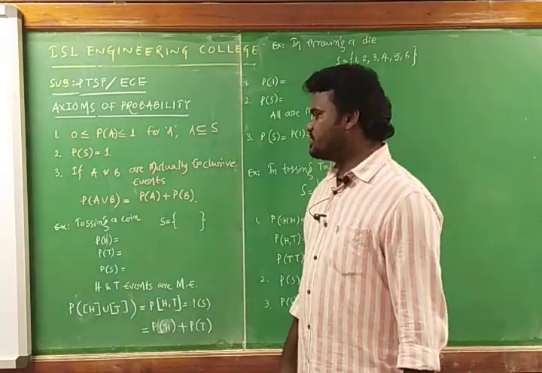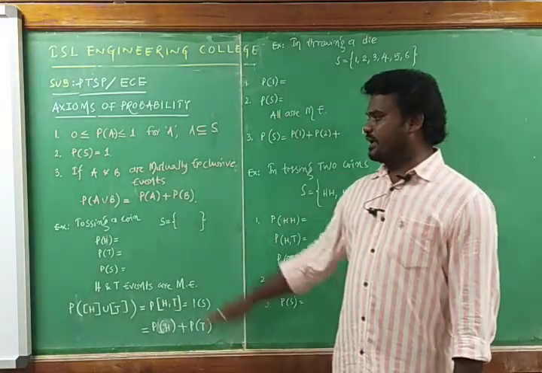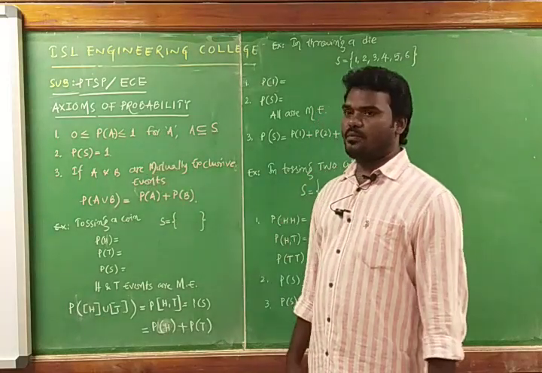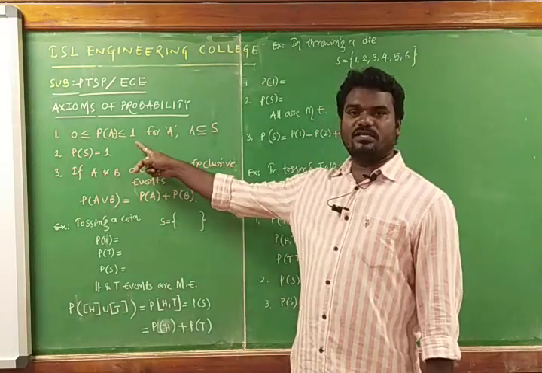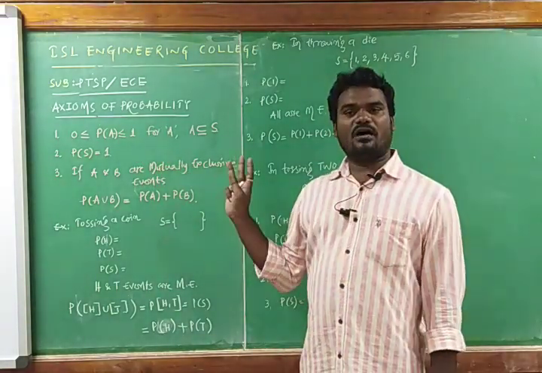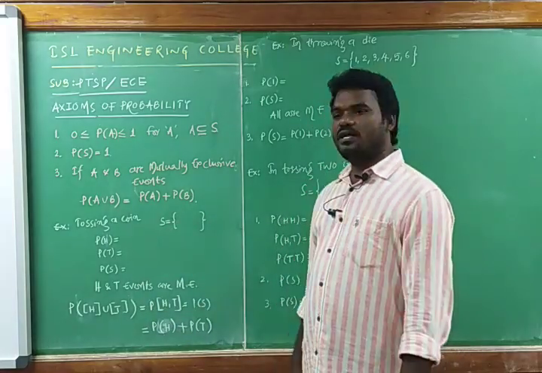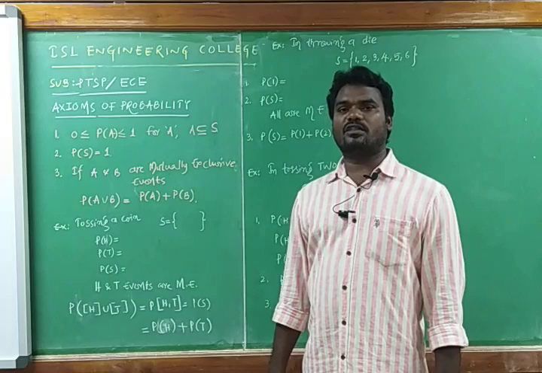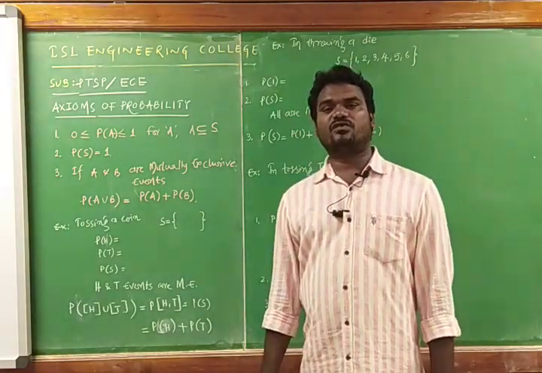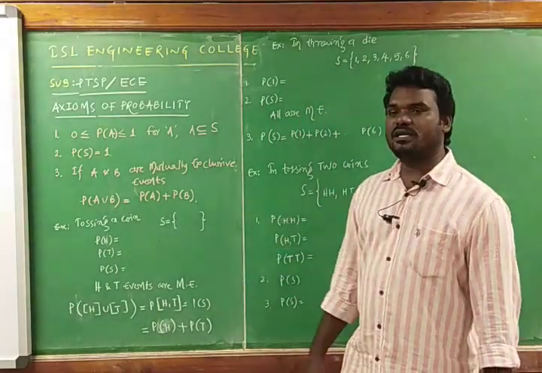The first example I am taking is tossing a coin. In this example, we must verify these three axioms of probability. First, the probability of any event must lie between 0 and 1. Second, the probability of the sample space equals 1. Third, the probability of A union B, where A and B are mutually exclusive events, must equal the probability of A plus the probability of B.